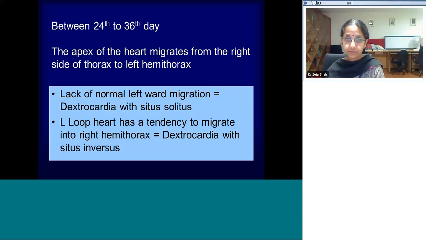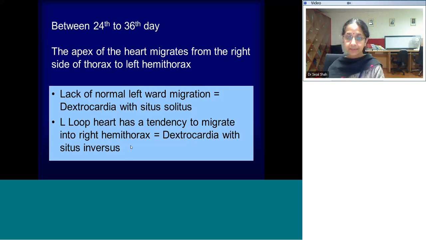If this normal leftward migration does not happen, then the heart goes to the right chest, which is dextrocardia, but still has situs solitus. And if the looping of the heart happens the other way, that is the L-looped ventricle, then the heart tends to migrate in the right hemithorax, which gives rise to dextrocardia with situs inversus.